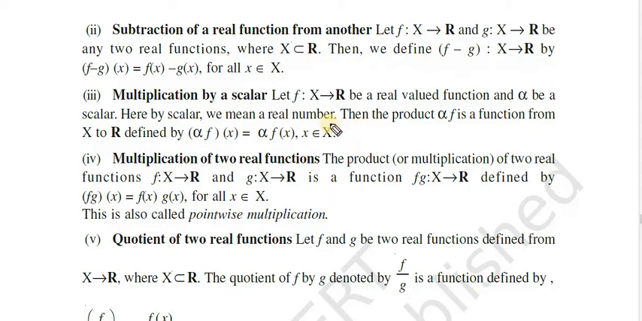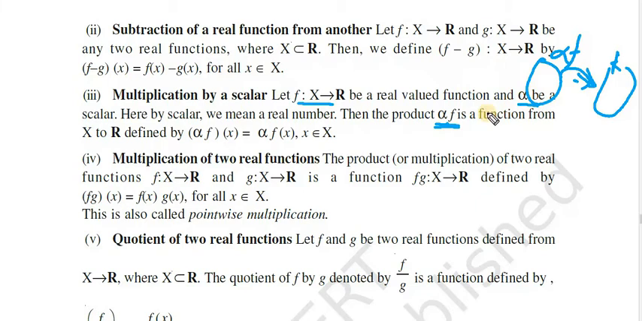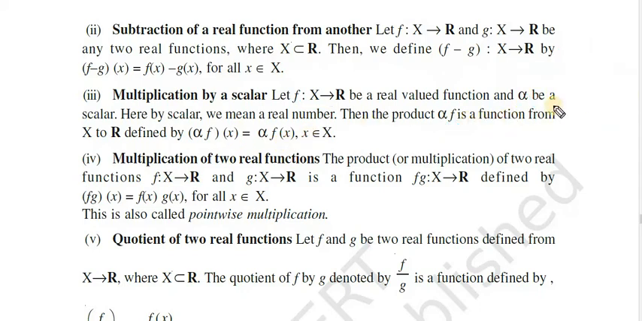Multiplication by a scalar is also defined. If you have a real valued function f from X to R, and alpha is a real number, then we can form another function, alpha f, which is also a function from X to R. The definition of alpha f is: alpha f of x is alpha into f(x). We are just defining this with the help of the given function. Here f(x) is given, so we multiply this. Here f(x) and g(x) are given, so like this.